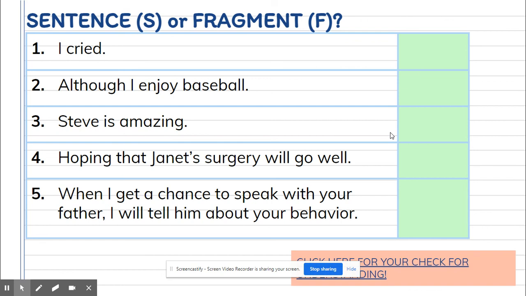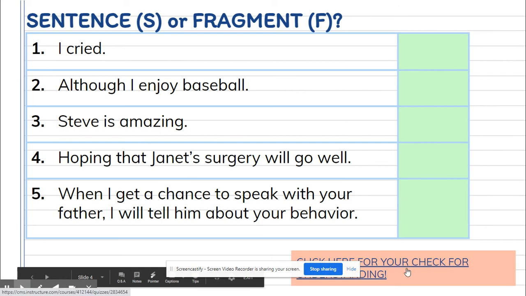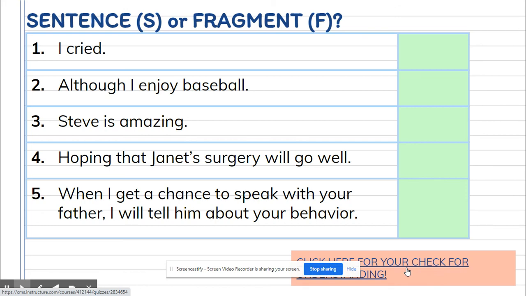All right, guys, and when you get done with this, you've got your check for understanding. So on your own notes, you can click that link, and it will take you to the assignment in Canvas.